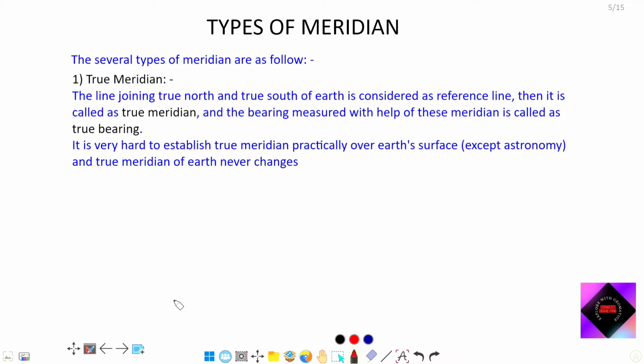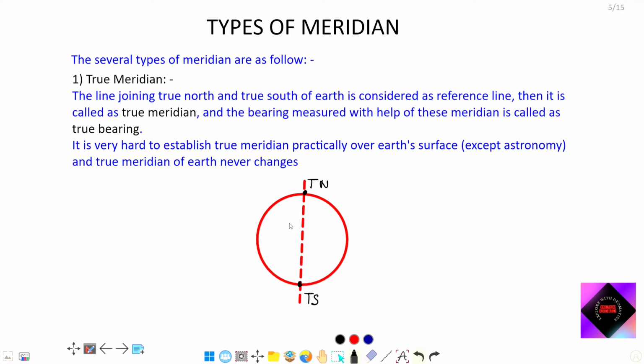Now, what are the types of meridian? Let's see. We know that our earth is not completely spherical or ellipsoidal. If we take this point as true north, the actual north point of the earth, and this point as true south, the actual south point of the earth, then the imaginary line that passes through these two points is known as the true meridian. We can say that the imaginary line joining true north and true south of the earth is known as the true meridian.